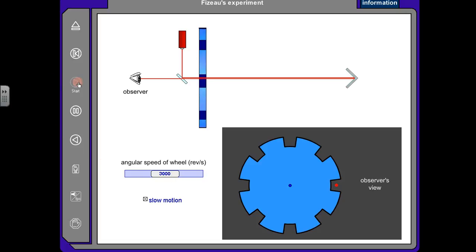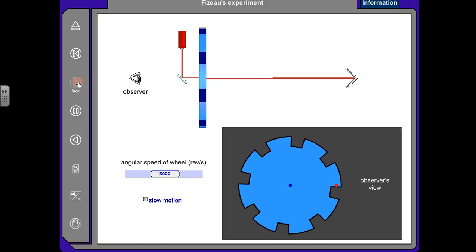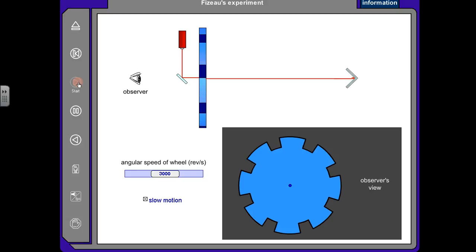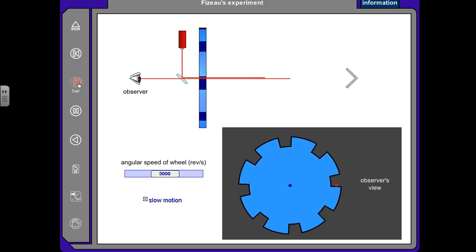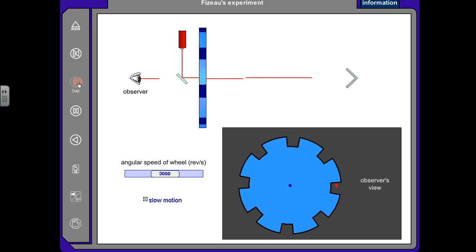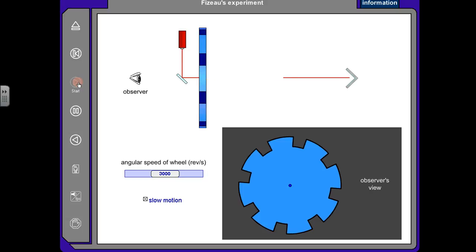And now we're going to get a length of the ray coming up here sometime. Okay, now we got a ray. Notice that the returning ray right now is going to be cut off. Boom, it just got cut off. So 3,000 revolutions per second is not the right speed to get the speed of light.